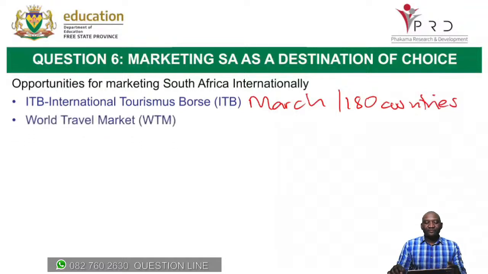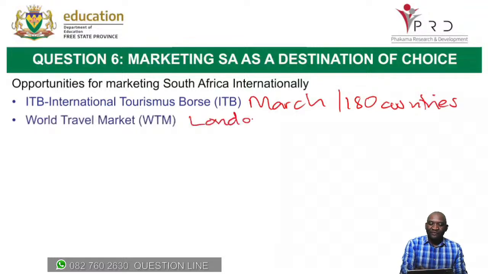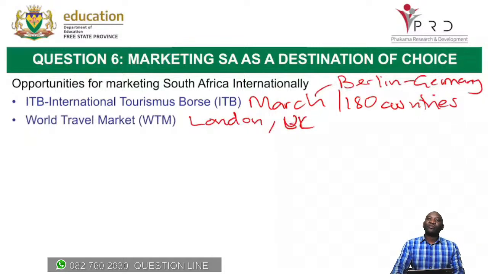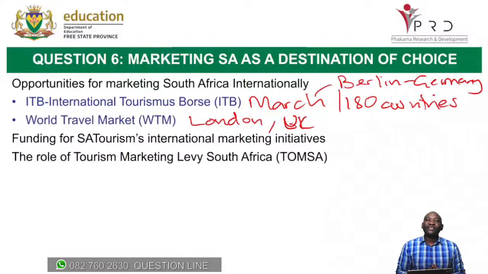And the second one is the World Travel Market, which happens in London, which is in the UK. And then this one actually happens in Berlin, which is in Germany. So these are the two platforms, or the two places where South Africa markets itself. And then the question is, marketing is very expensive. For you to see an advertisement on TV, a lot of money is actually spent on that particular advertisement.